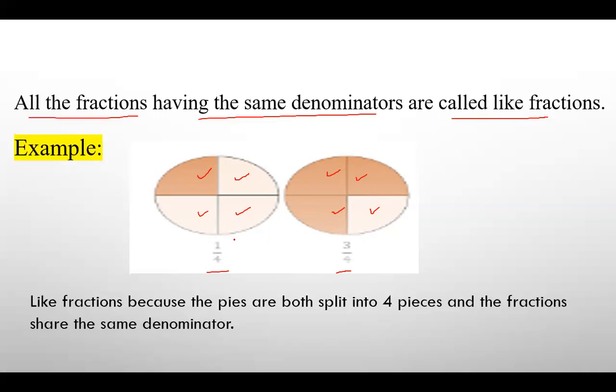It doesn't matter if the numerator is different, but the denominator should be the same in the case of like fractions. The first figure is representing 1 by 4 and the second figure is representing 3 by 4. It means that 3 parts are shaded out of 4 equal parts, and it is 3 by 4. So in like fractions, the denominators are the same but the numerators are different. When the denominators are the same, then only they are called like fractions. This is an example to define like fractions.